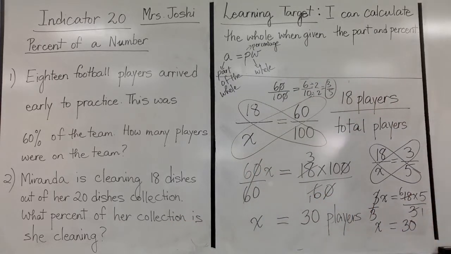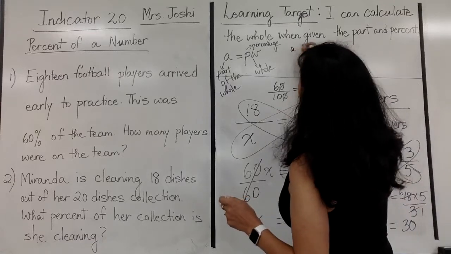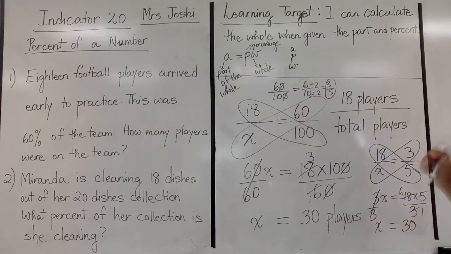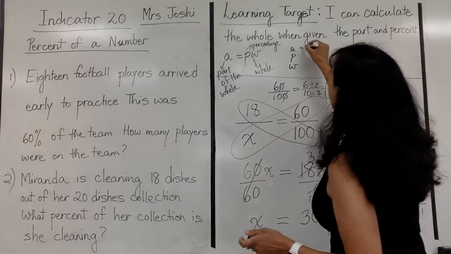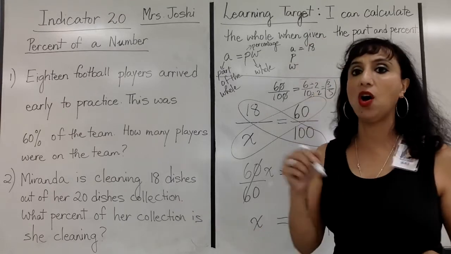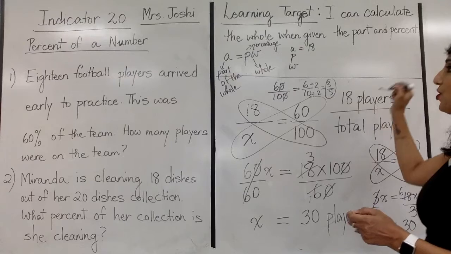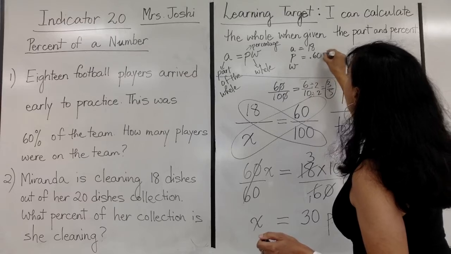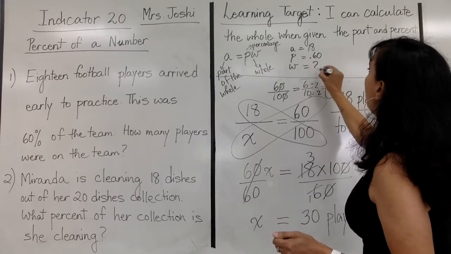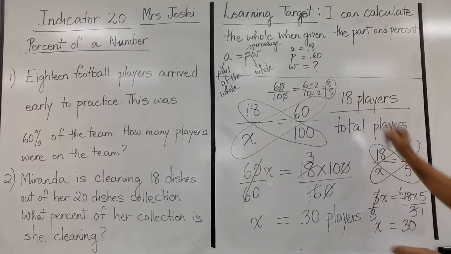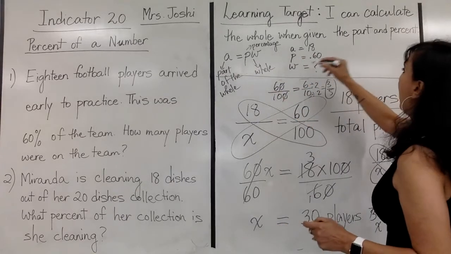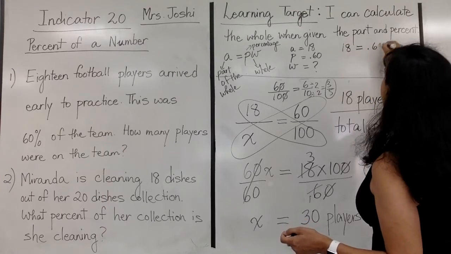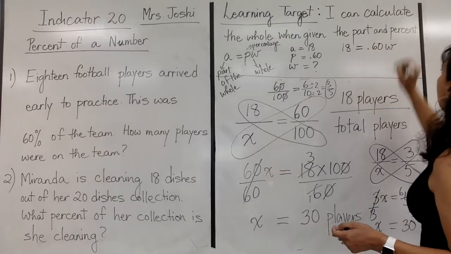Okay, so the first thing you need to do is figure out which one is A. Do we have A? Do we have P? Do we have W? If I'm looking at 18 football players arrived early to practice, this was part of the whole, because this is part of the team. It's not all the players. My percentage is 60%, which as a decimal is written as 60/100. And the whole is what we are trying to find out. So now we write it in this format: A, which is 18, is equal to P, which is 60/100, times W.